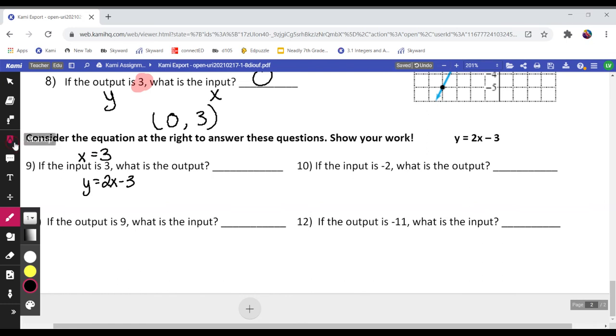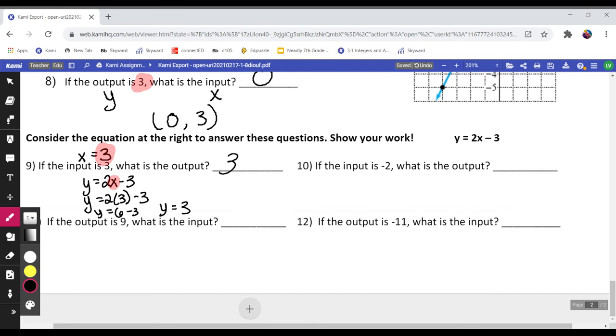Well, if I know that x is 3, I'm going to take this 3 and plug it in for that x down there. So that becomes y equals 2 times 3 minus 3. So y equals 6 minus 3. That leaves me with y equals 3. So what is the output? 3.